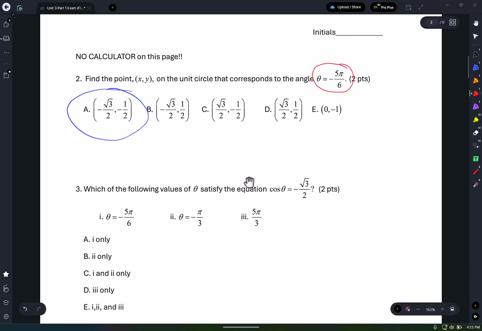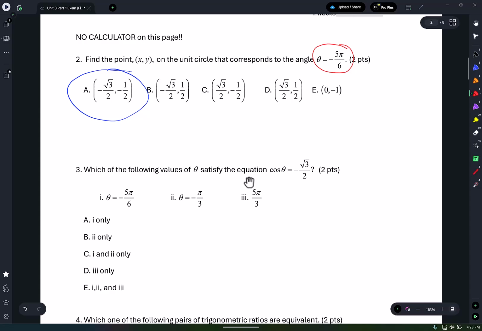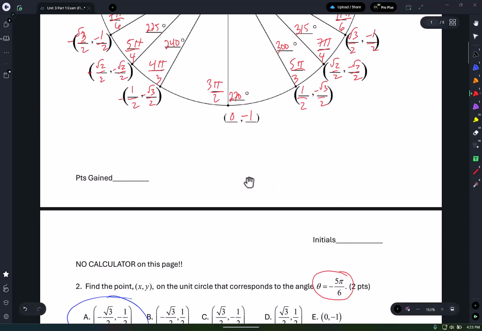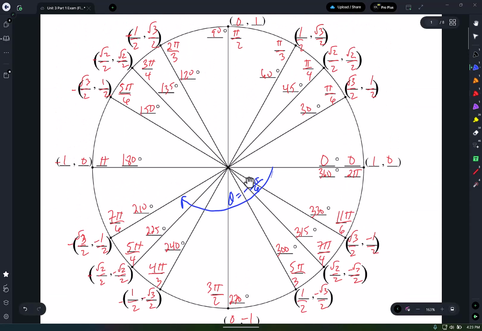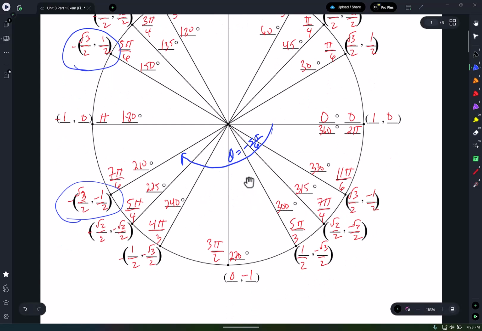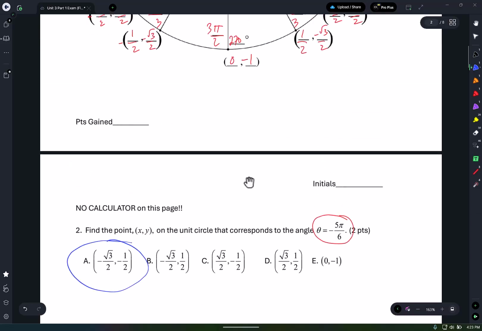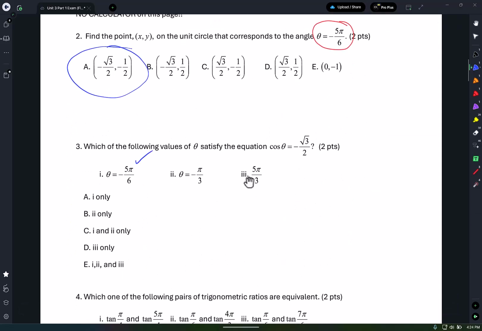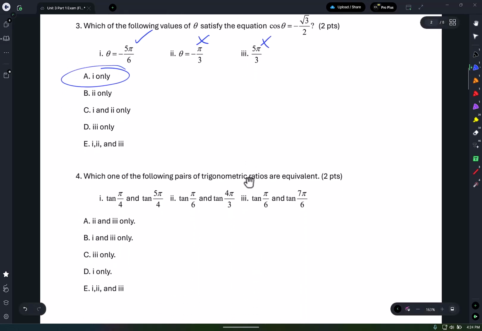Next one says, which of the following values of theta satisfies the equation where cosine is negative square root of 3 over 2? So I come to the unit circle again, and I look for where cosine is negative. Cosine's the x value, so I see it in quadrant 3 here and in quadrant 2. So I'm looking for that. Notice that the denominators are 6's. So here we go. Let's see. That one, yep. Nope. And nope. So just number 1. Do you see how we did it? Okay. Let's go to the next one.